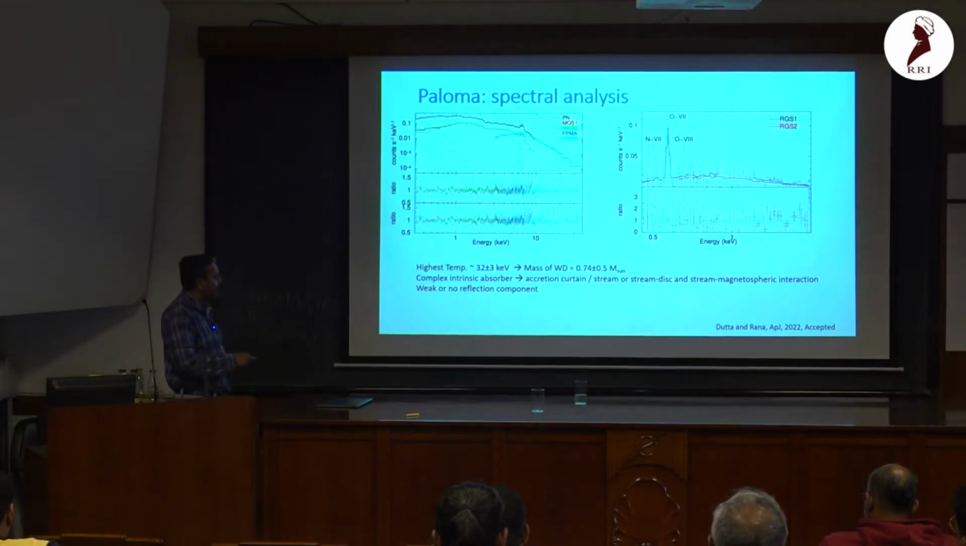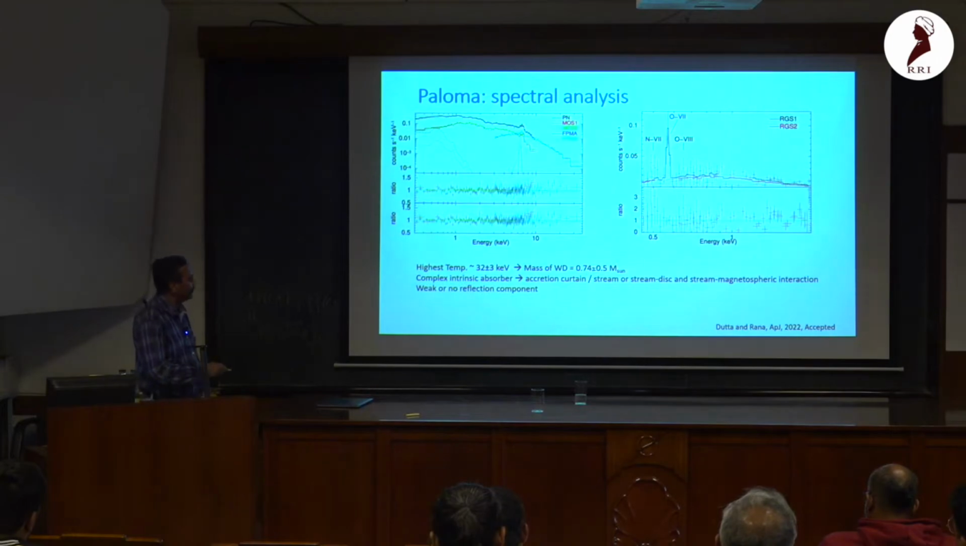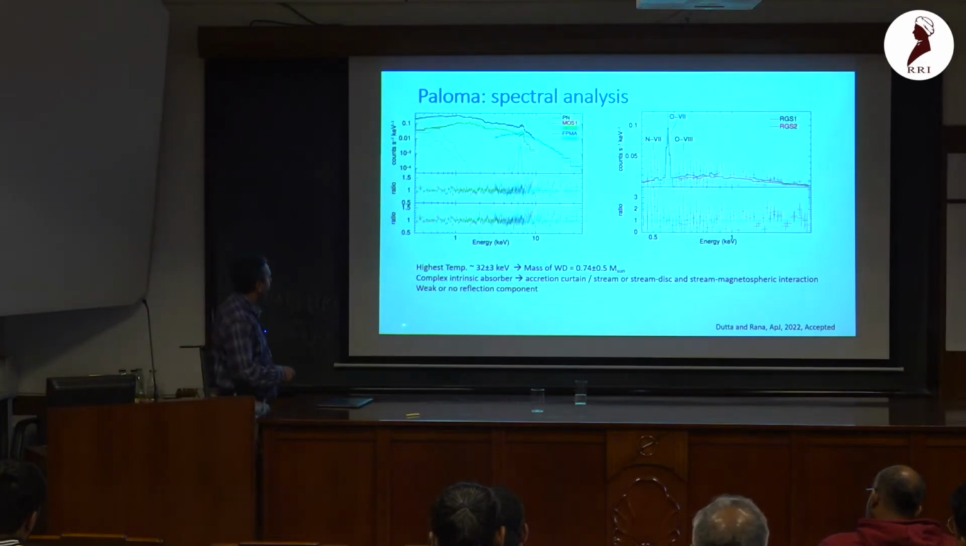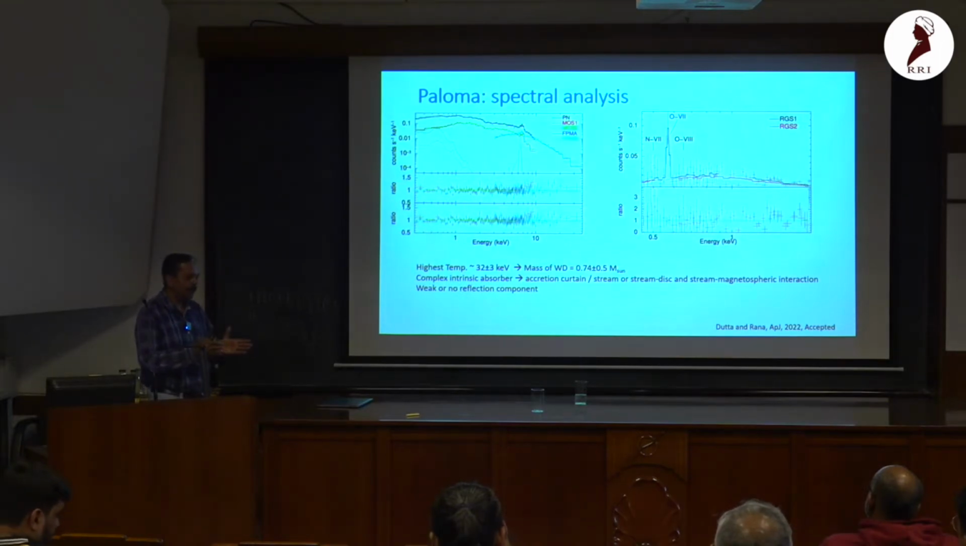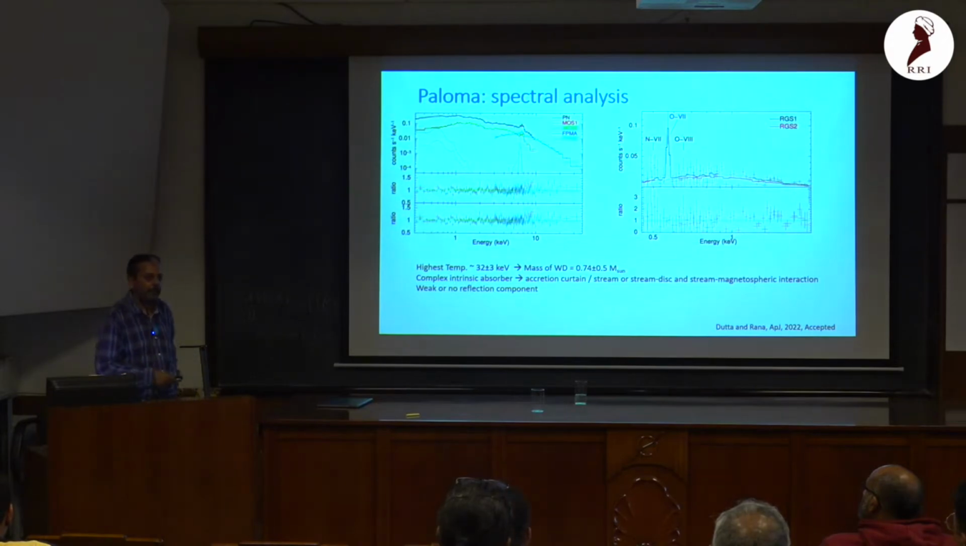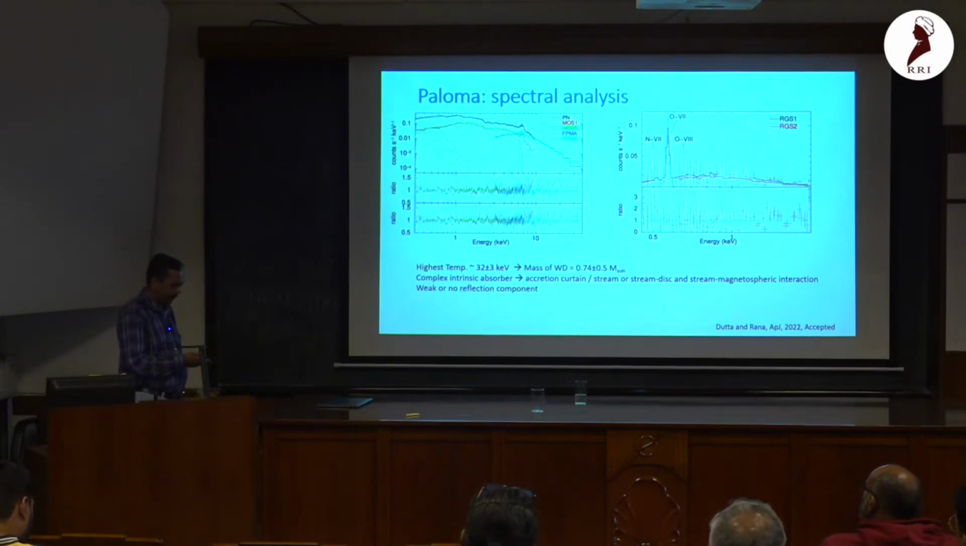Here the highest temperature turns out to be around 32 keV, which corresponds to a mass of 0.74 solar mass for this particular system. There is the presence of complex intrinsic absorption in the system. Whether this could be due to an accretion curtain or accretion stream, or due to the accretion disk interaction or the stream-magnetospheric interaction, it's difficult to pinpoint at this point. And in this system, we didn't see any reflection component. There could be a weak reflection component, but there is no strong reflection.